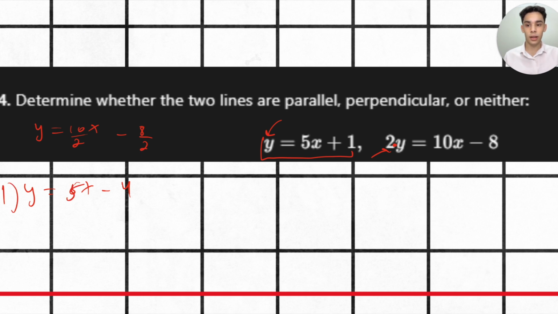And our second line is, let me show you, our second line is y equals 5x plus 1. I got it from here. So our slopes are equal and y-intercepts are different. So in this case, these lines are parallel.